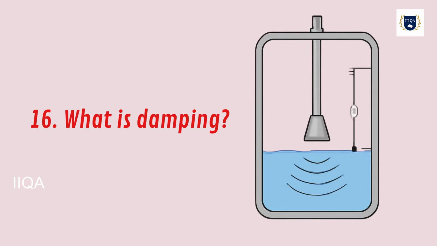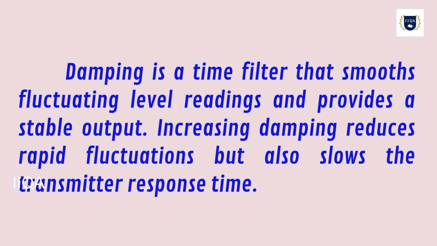What is damping? Damping is a time filter that smooths fluctuating level readings and provides a stable output. Increasing damping reduces rapid fluctuations but also slows the transmitter response time.